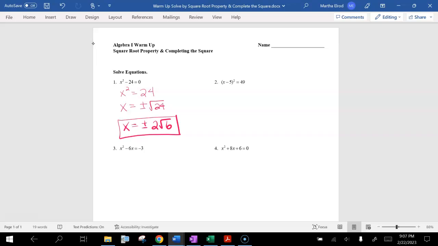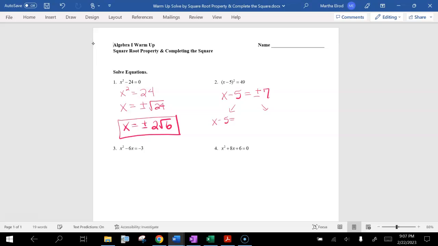In this next one, number 2, it's already set up for us where we can easily go straight on and take the square root of both sides. So when we take the square root of both sides, we have x minus 5. Now when you take the square root of 49, that's a perfect square, and it gives us plus or minus 7. Because we've got both rational numbers here, with no radicals, we can combine the 5 and the 7 together. So we end up making two equations.